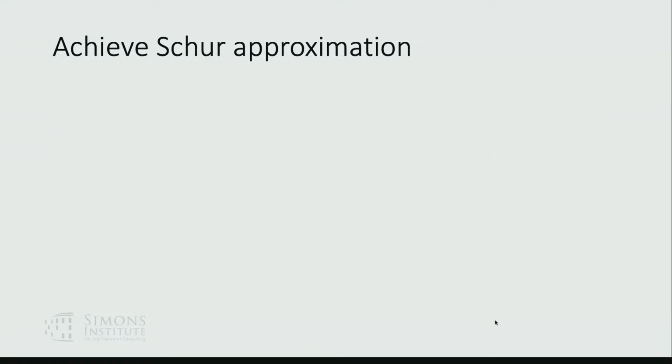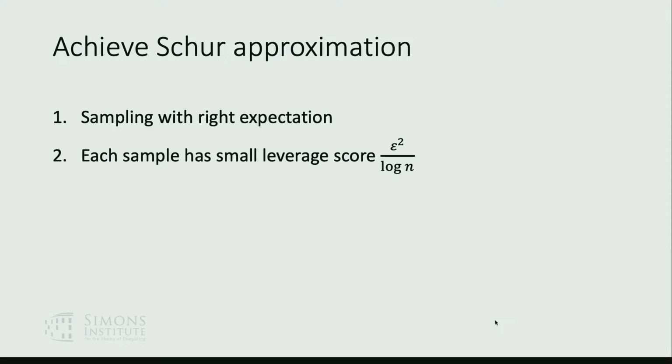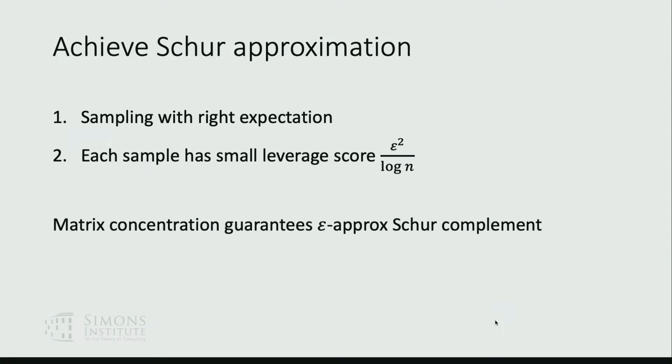Right? So now we got both the things. You sample with the right expectation. Each sample has a small norm, epsilon squared over log n. So I'm guaranteed that I've achieved an epsilon approximation to the Schur complement. Okay, this is just one iteration, but now instead of working with epsilon, you work with epsilon over log n. And then you get error epsilon over log n, and I can add it up log n times to end up with only a total epsilon approximation all the way.